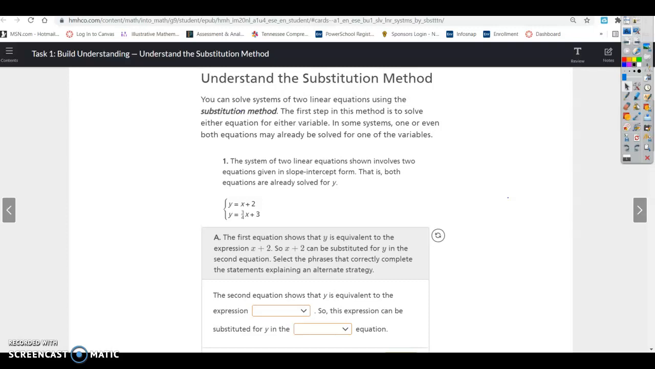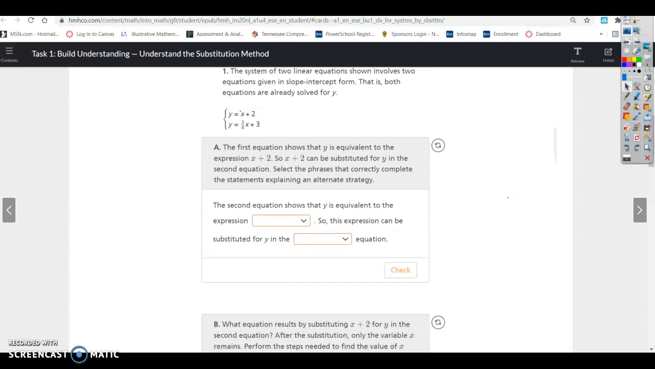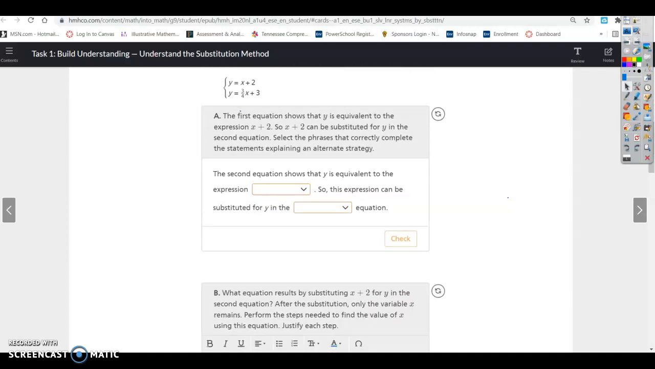The first step in this method is to solve either equation for either variable. In some systems, one or even both equations may already be solved for one of the variables. The system of two linear equations shown involves two equations given in slope-intercept form. That is, both equations are already solved for y. So we have y equals x plus 2 and y equals 3/4 x plus 3. It says the first equation shows that y is equivalent to the expression x plus 2, so x plus 2 can be substituted for y in the second equation.